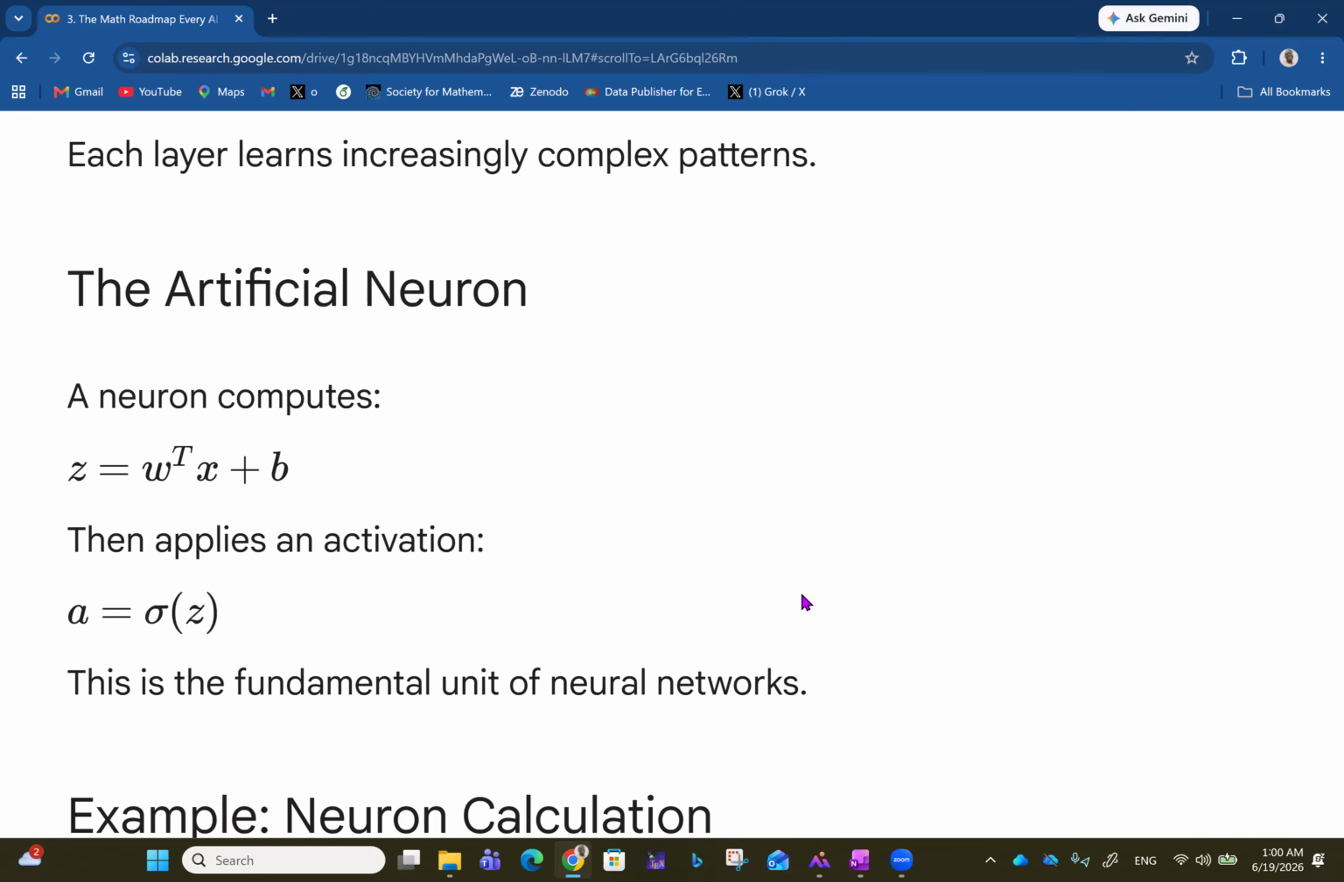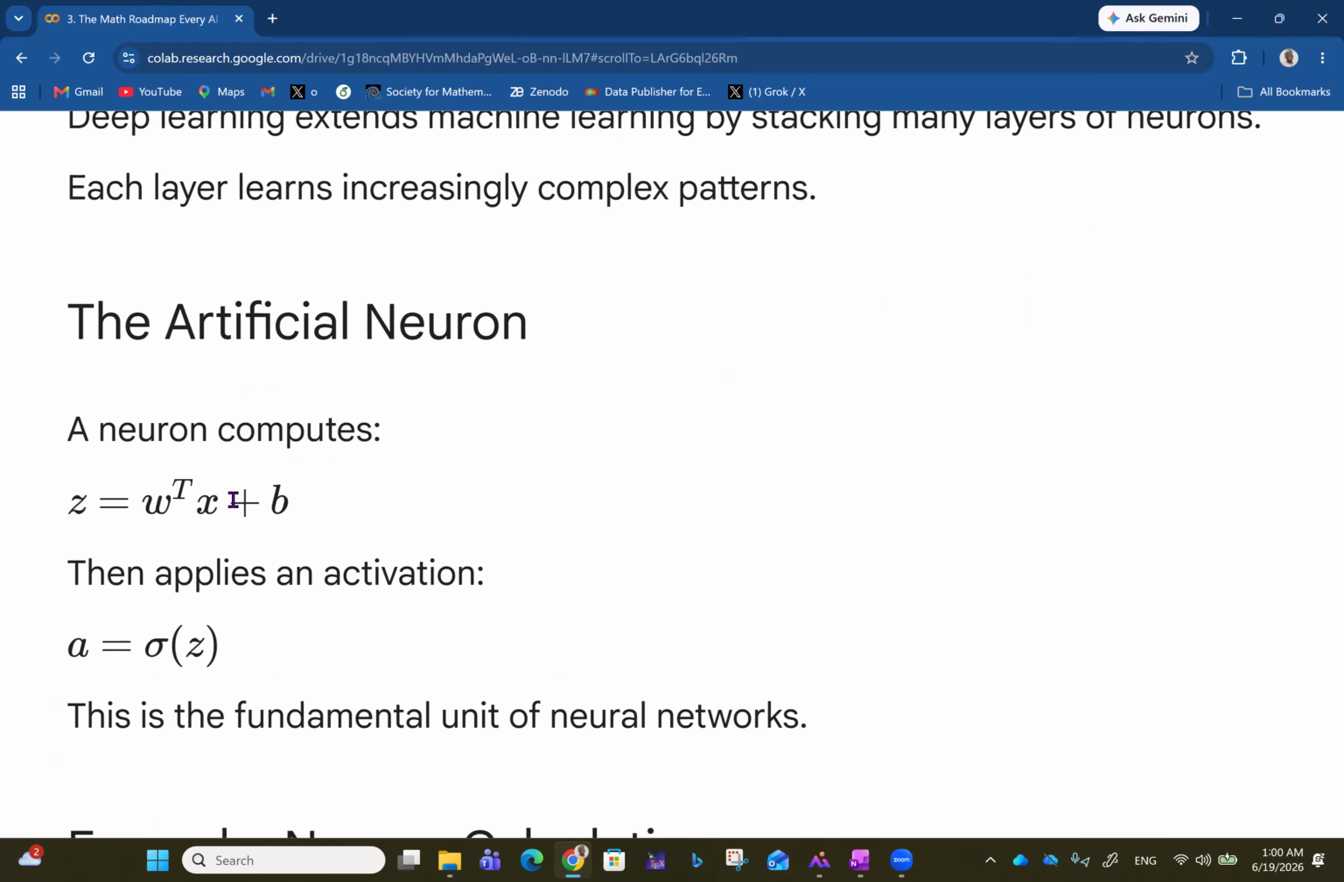So for instance, we have the artificial neuron. For machine learning, we had just wx plus b, but for deep learning, it becomes a matrix: z equals w transpose x plus b. Then after that, we apply an activation, where a is the output after activation and z is the output before activation. You throw it into an activation function, sigma of z, and this is the fundamental unit of neural networks. So you see, it is just machine learning at an advanced level.